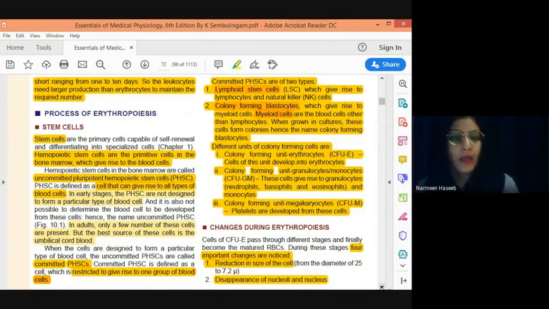So hemopoietic stem cells are the primitive cells in bone marrow which give rise to the blood cells. Hemopoietic stem cells in the bone marrow are called uncommitted pluripotent stem cells.